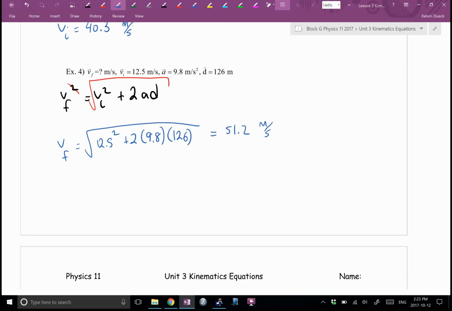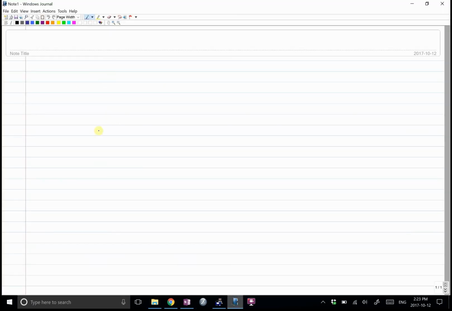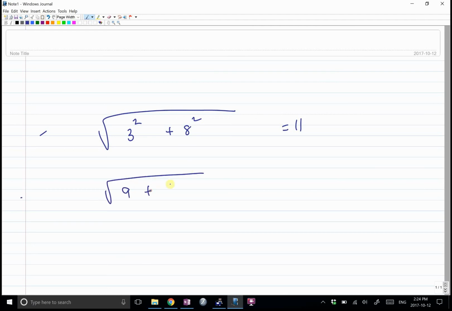Aisha, you ready? Don't write this down, just watch. Put your pencils down, everybody. So what you're telling me is the square root of 3 squared plus 8 squared should work out to 11? That's what you're saying, because you're saying the squareds cancel. But wait a minute, isn't this also 9 plus 64? Isn't this also the square root of 73, which ain't 11? I'll tell you that right now.